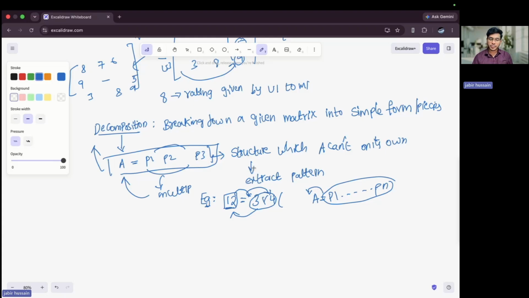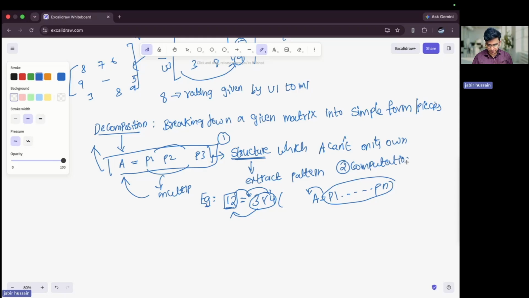And the thing you should remember is that this gives, first point, a structure. The pieces, whatever pieces we have, reveal something that the original matrix can't. Second thing is that the computation becomes smaller.